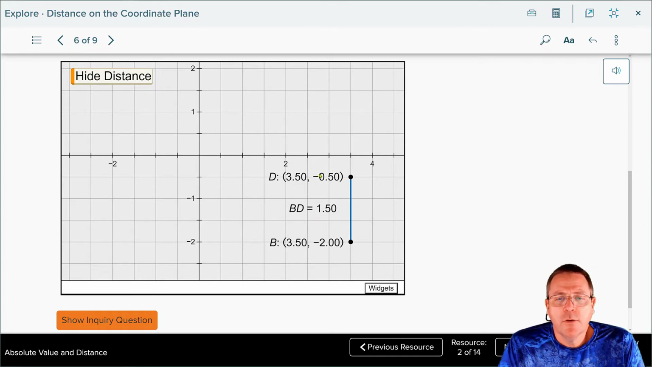Now notice that it was a positive number. Even though my values here were negatives, it's going to be positive because distance is always recorded as a positive, unless you're like going backwards in time and stuff of that nature. So we have a positive distance here. The distance between these numbers is going to be a positive 1.5.